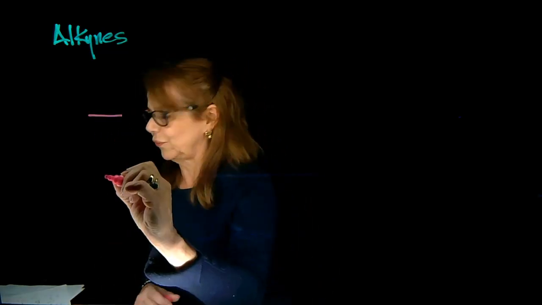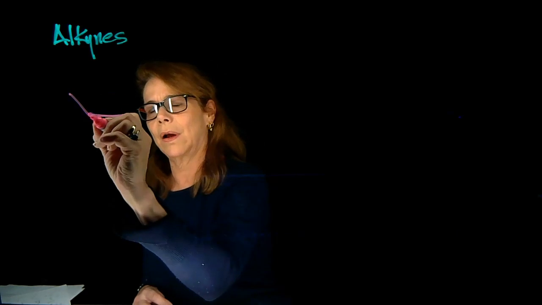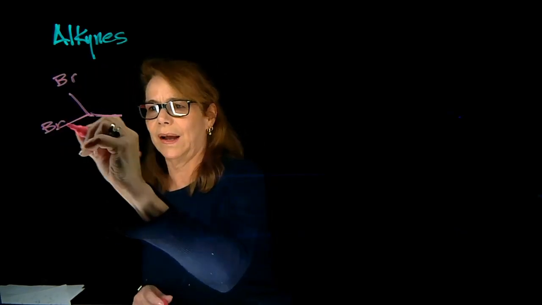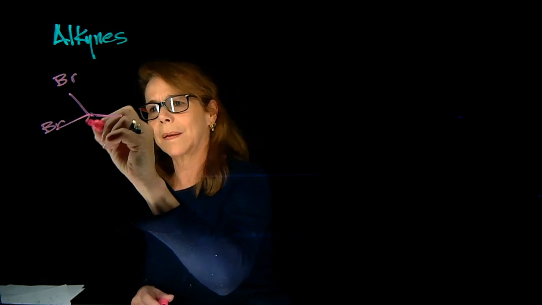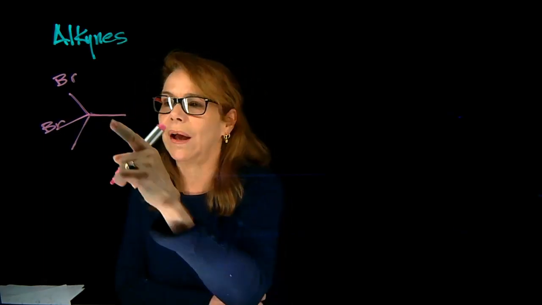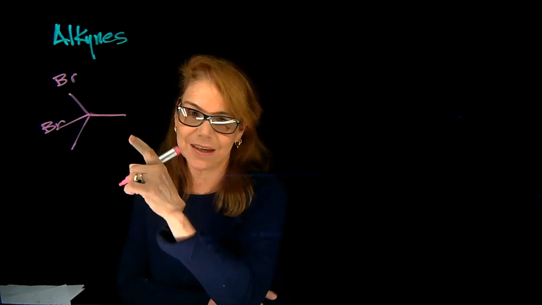We're going to talk in this video about how we make alkynes. We can start to make alkynes from a couple of substrates. Let's say that I have a molecule. This is a dialkyl halide. In this type of dialkyl halide, notice that we have two halides on the same carbon.